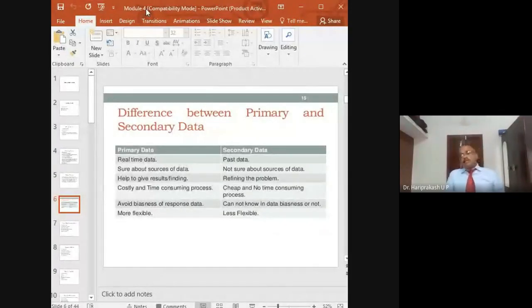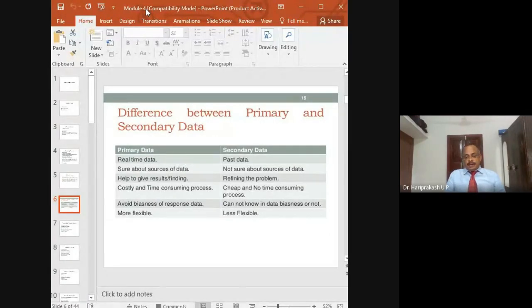Costly and time-consuming process. Primary data collection is costly because you are involving yourself. You will have to travel and spend more time, right? So it is more costly and time-consuming. Whereas secondary sources are much cheaper and do not consume that much time. Collecting some 10 articles is a matter of maybe 1 or 2 hours, whereas if you have to collect data from 100 respondents, it will take so much time and cost.